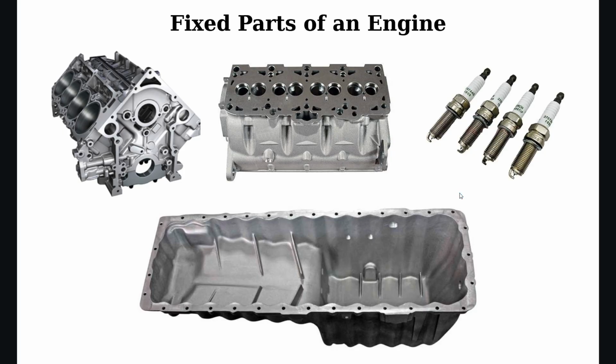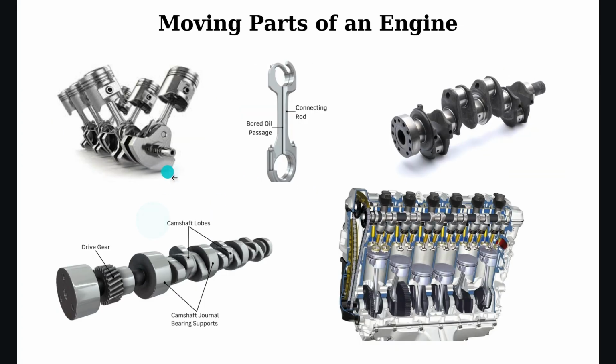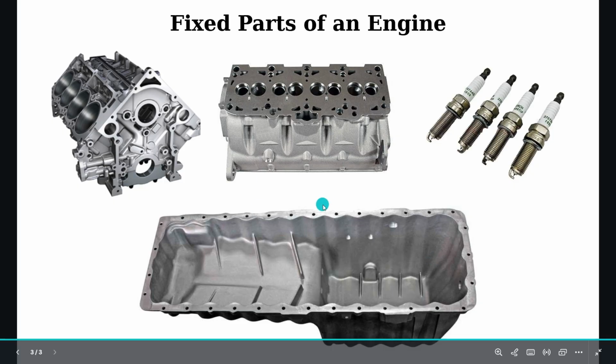Now I will talk about how these fixed parts work together with moving parts, how these fixed parts support the moving parts. The cylinder provides the space for the piston to move. The engine block holds everything together. The cylinder head seals the system and contains important components. The spark plug starts the combustion process, and at the end, all of these parts work together to support the moving parts and allow the engine to function properly.